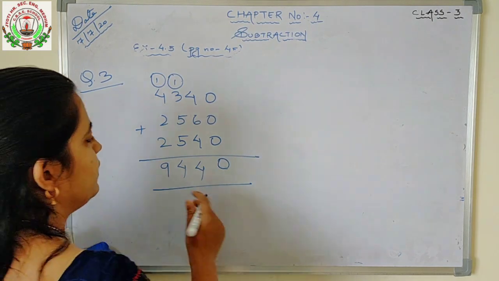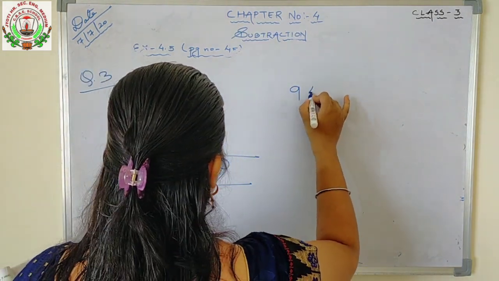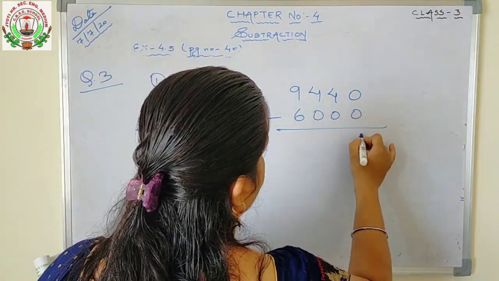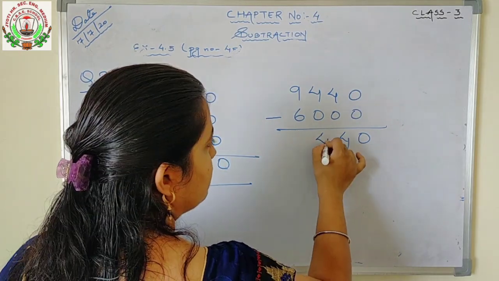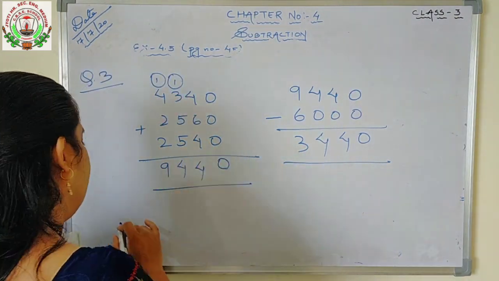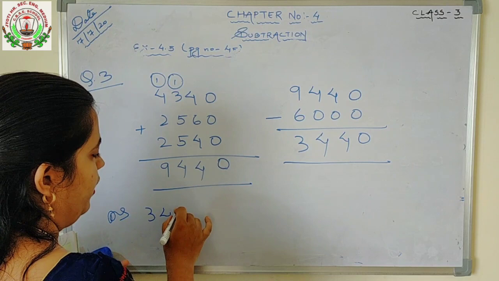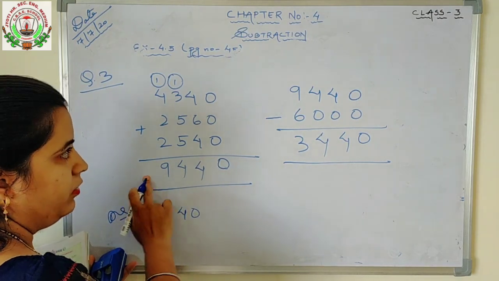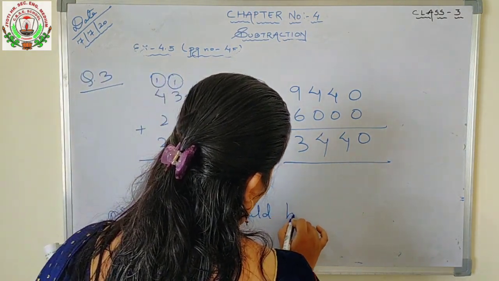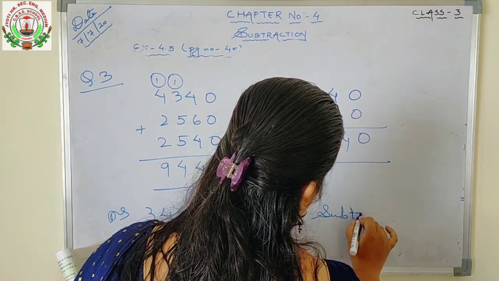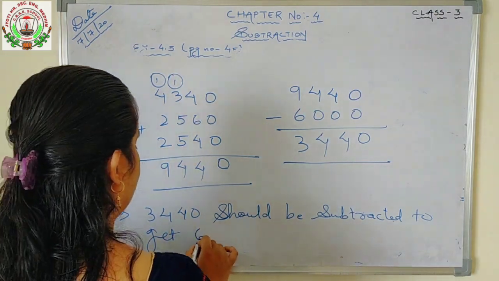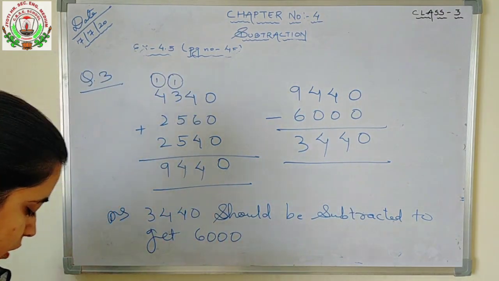So we have to get 6000. So this number is greater. So we will write this number. Then we will subtract 6000. 4 minus 0 is 4. 4 minus 0 is 4. 9 minus 6 is 3. So what should be subtracted? 3440 should be subtracted from this number to get 6,000. Okay. Now moving on to question number 4.